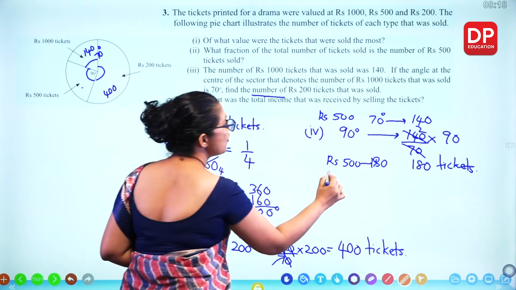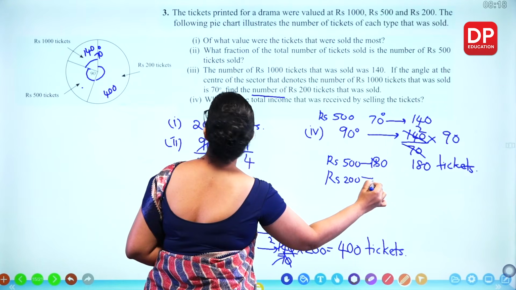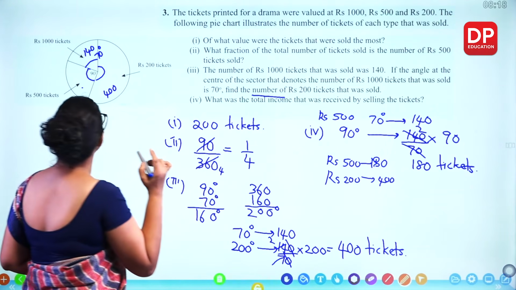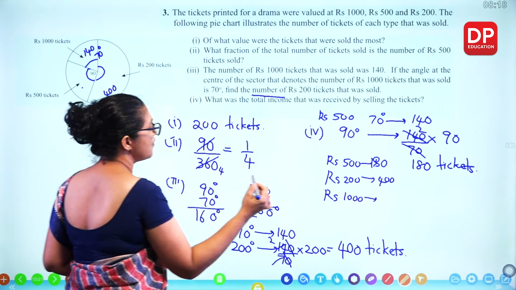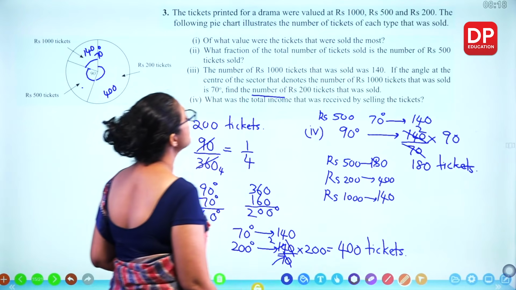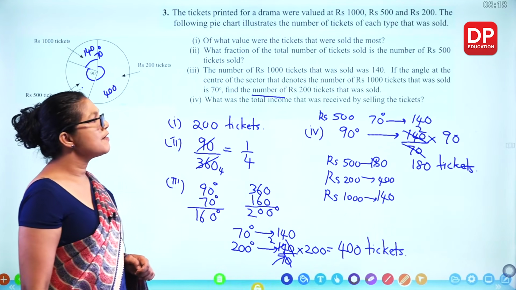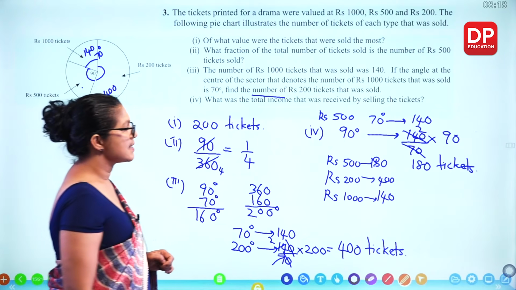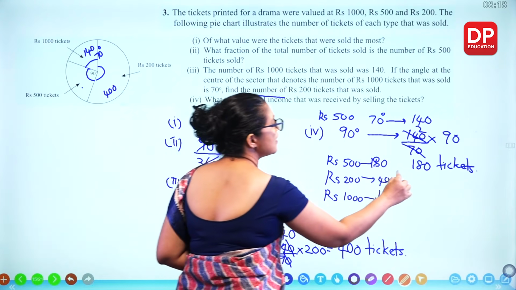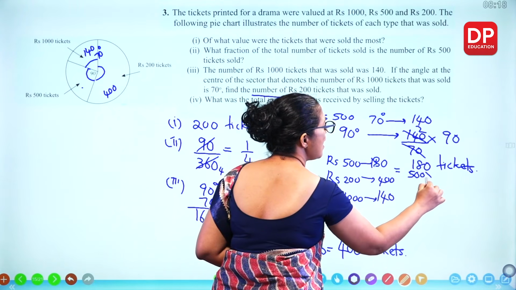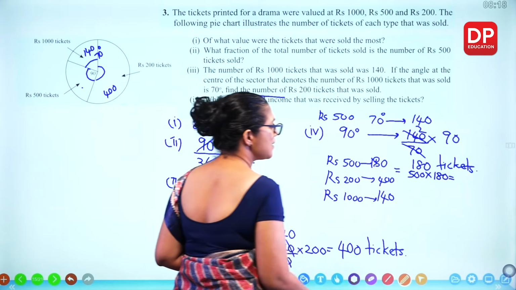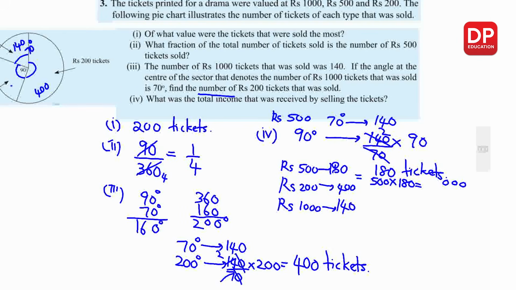If you take 200 rupee tickets, how many? We found out that's 400. And 1000 rupee tickets, it's given 140. Now we can find out the total income that was received by selling these tickets. So here, what's the income from 500 rupee tickets? 500 multiplied by 180. So what's that? You can multiply 0, 0, 0, 5 times 8, 40. 4 remaining, 5 times 1, 5, 5 plus 4, 9.